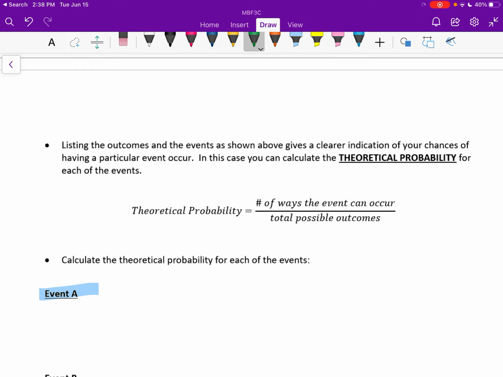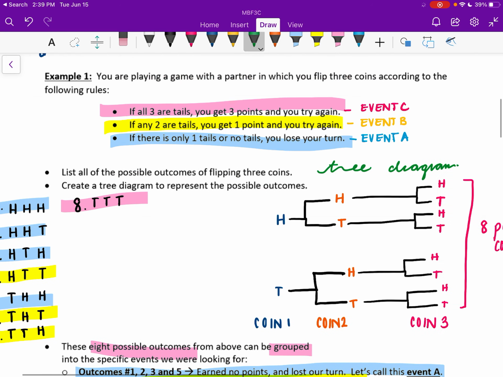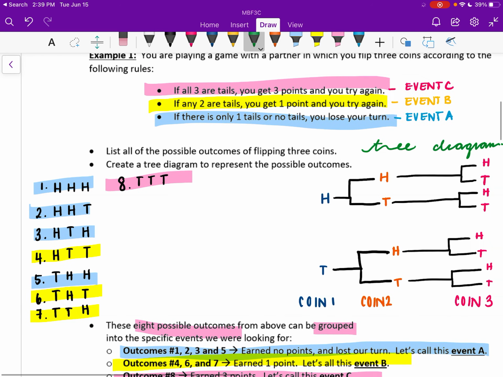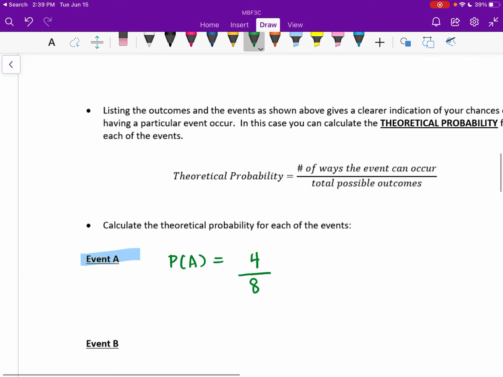So probability of A is equal to the number of times that it can occur, which is 4, and the total possible outcomes, which we said was 8, because there were 8 total possible combinations, right? So now I just need to reduce this so it becomes 1 over 2. You always want to write it in the lowest terms.